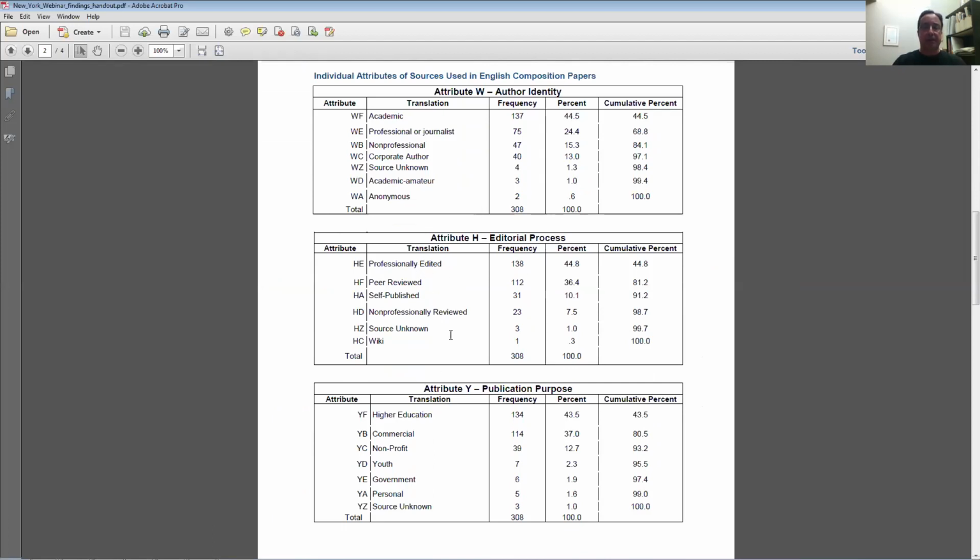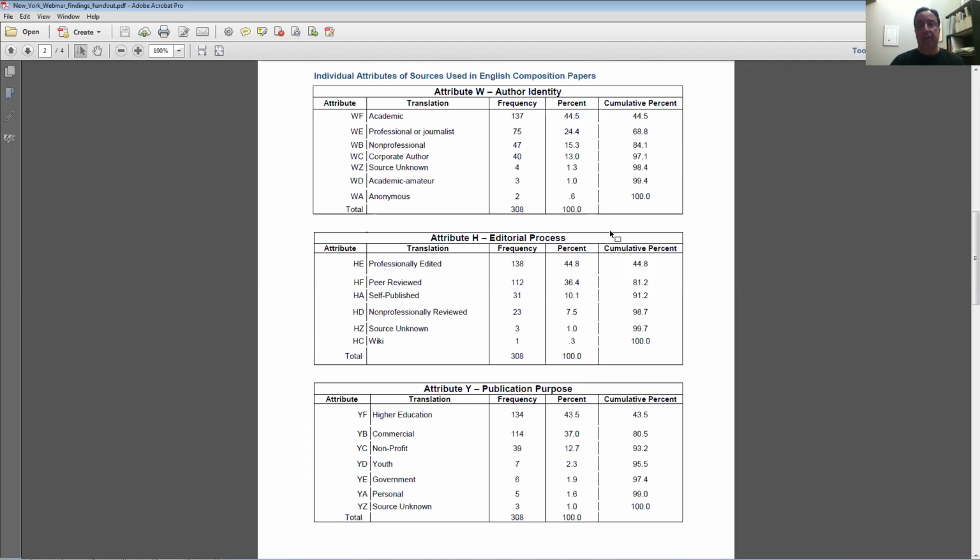What I find really interesting, especially for these last two tables, is that over 80% of the resources used were either professionally edited or underwent peer review. And in terms of publication purpose, over 80% were published for the purposes of higher education or commercial purposes. So again, we're seeing a really strong concentration of resources that are quite authoritative. And even if we look at author identity, there are three particular attributes that really stand out. That being, they tend to be written by academic professionals or journalists or non-professionals. So again, we're starting to see a lot of concentration in terms of who is writing these resources that are being used in these papers.